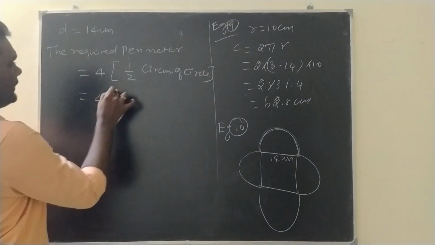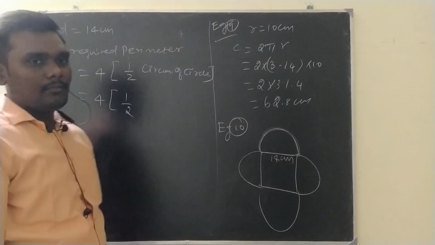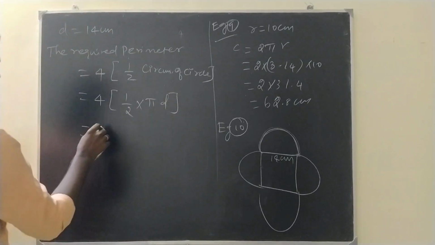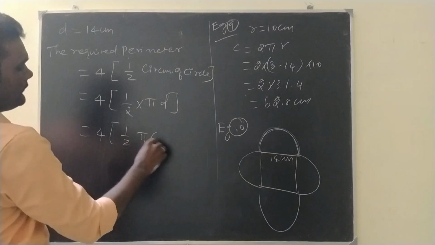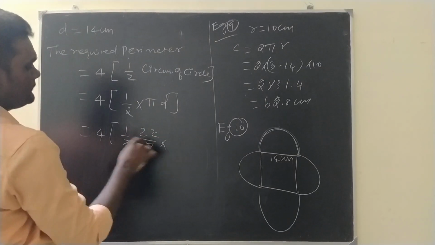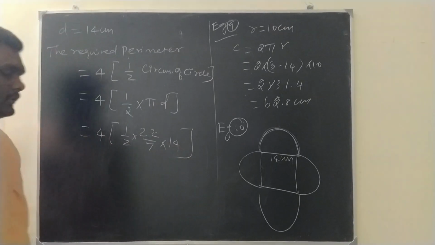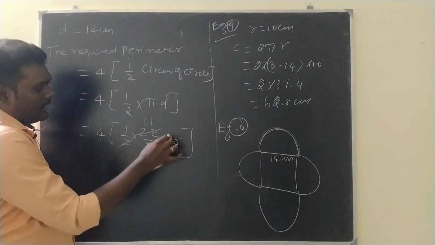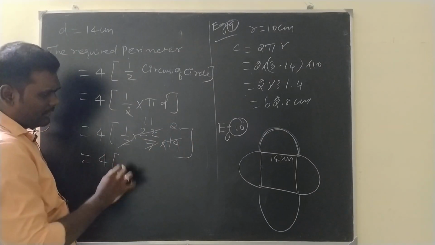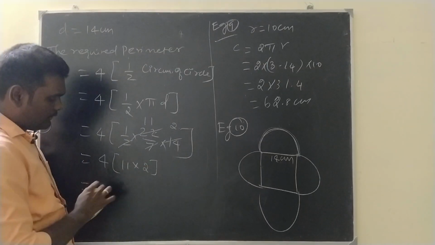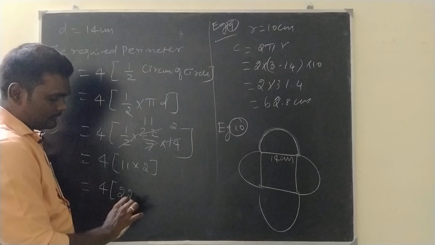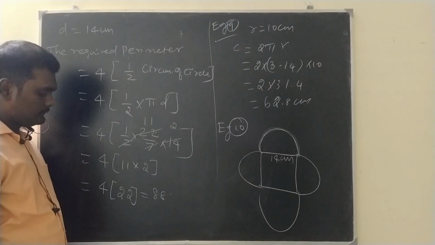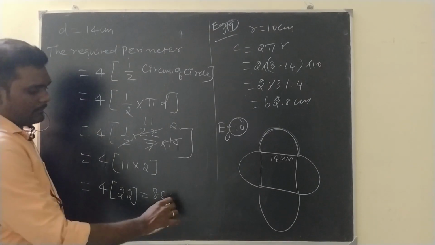Okay, now 4 times 1 by 2. Circumference of a circle formula we have is pi d. Value of pi, anything is specified? That is 22 by 7 into diameter is 14. Now anything can be simplified? These two can be simplified, 11. These two can be simplified, 2. So we have 4 into 11 into 2. 11 into 2 is what? 22, that is 88 centimeter.